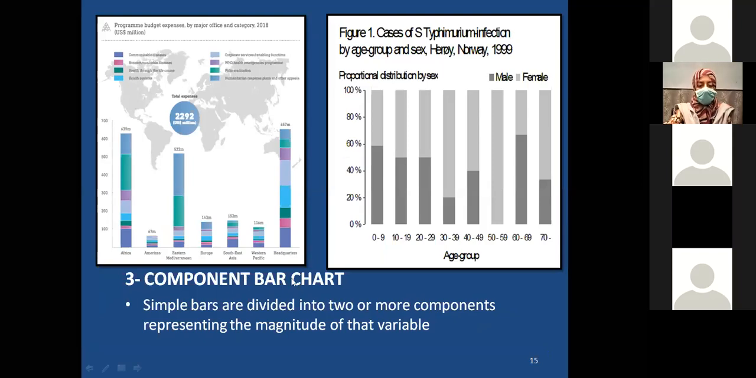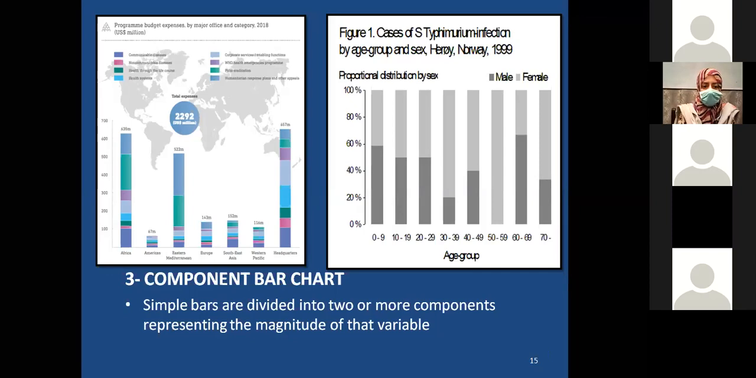Then you have the component bar chart, in which every bar is divided into different components. Remember it in that way. So there are simple bars that are divided into 2 or more components, representing the magnitude of that variable. So the length of each component will be showing the frequency or the magnitude of that data.